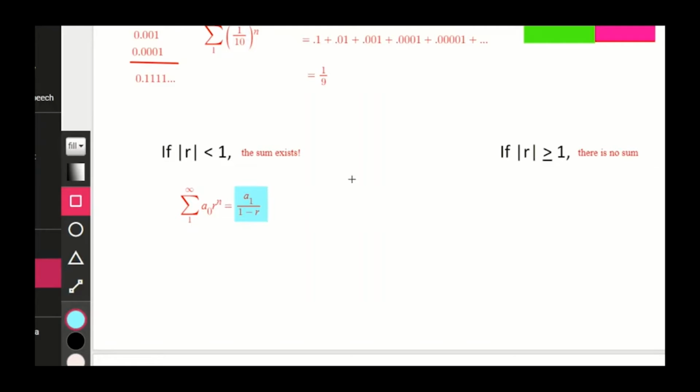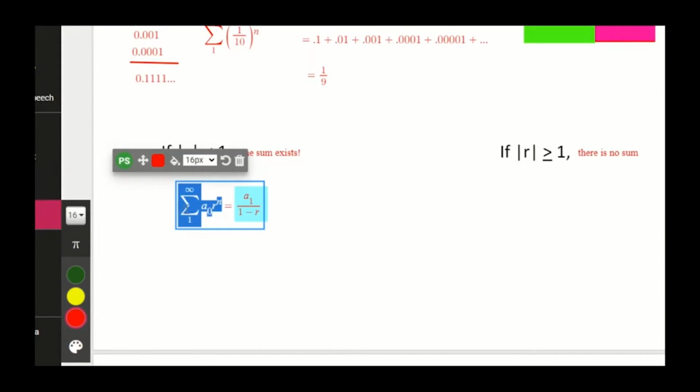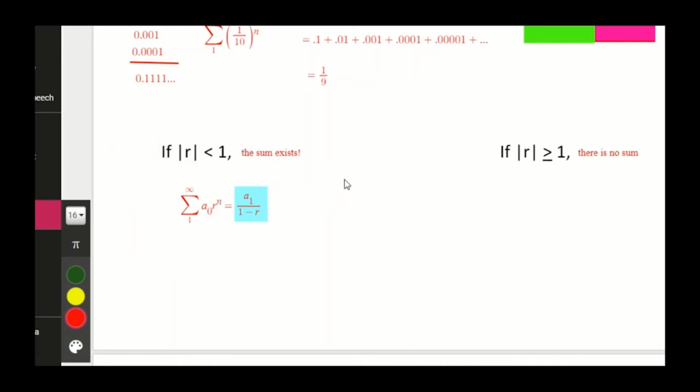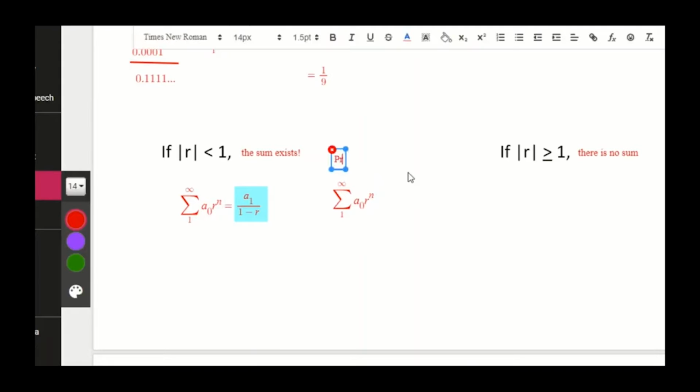Okay, so the big question is, where does this come from? Why does this actually work? So I'm going to go through the proof right here. Again, if you don't really care, you can skip past this part. But if you're curious why this is true, I'll try to explain it. So here we go. Let's say we have this series. This is a little proof here.